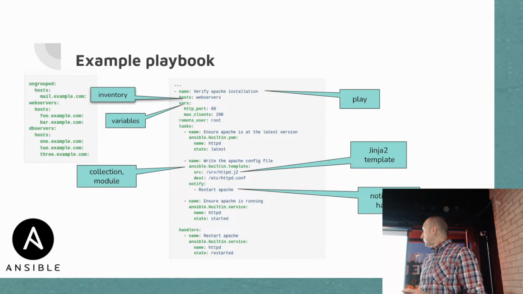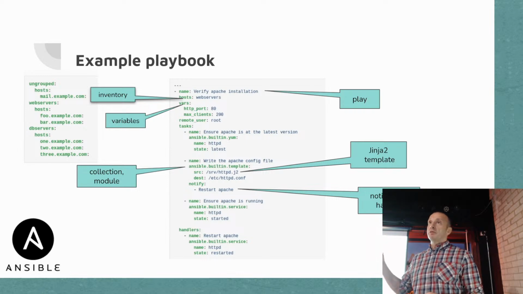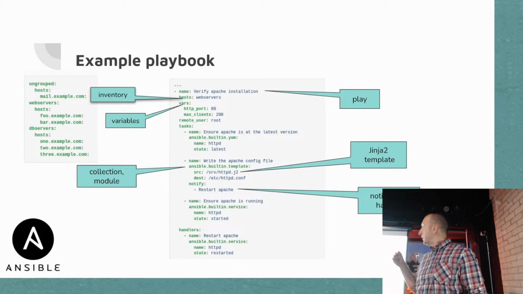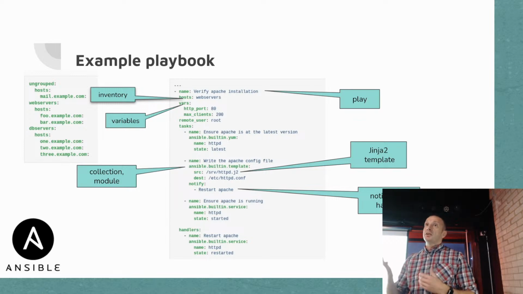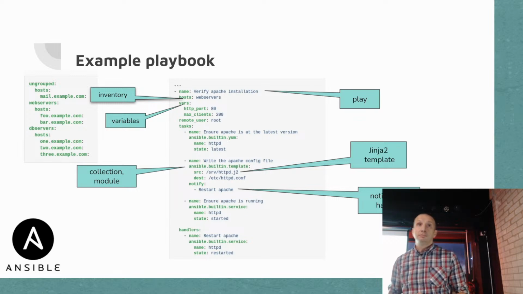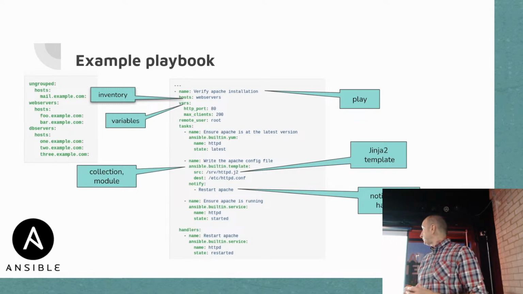So basically that's an idempotent module. But if it's running and the configuration has happened, so the configuration has been overwritten or changed, then it notifies the handler and it restarts the systemd service. So I'm just going through the building blocks.